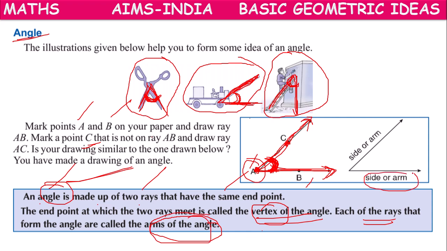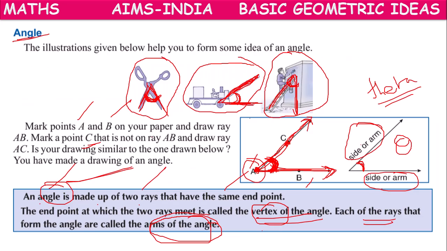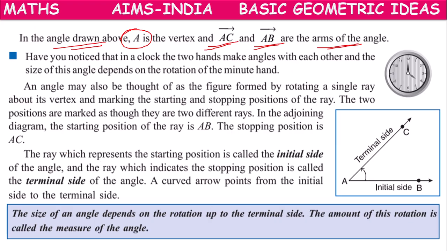So this is one side or one arm. This is another side or another arm. In between the two rays, the angle will be formed. It is denoted by the symbol theta, the Greek letter theta. Next. In the angle drawn above, A is the vertex, and AC bar and AB bar are the arms of the angle. So here, A is the vertex, and AB bar and AC bar are the arms of the angle.